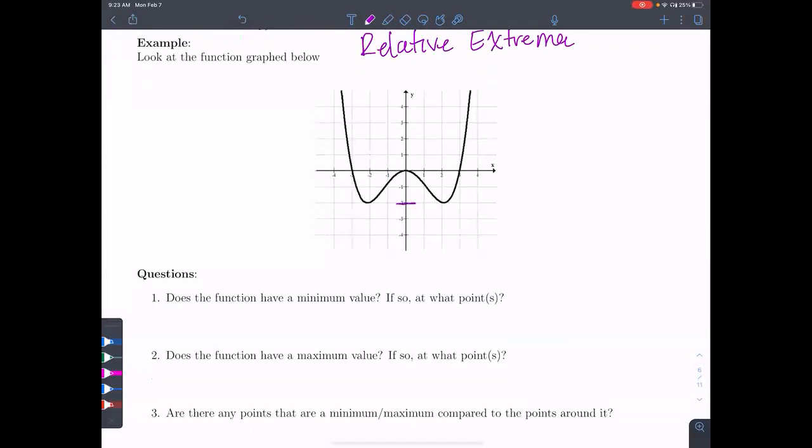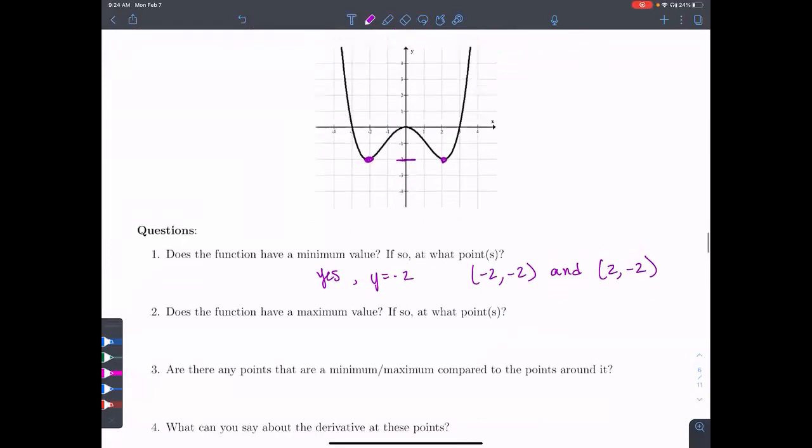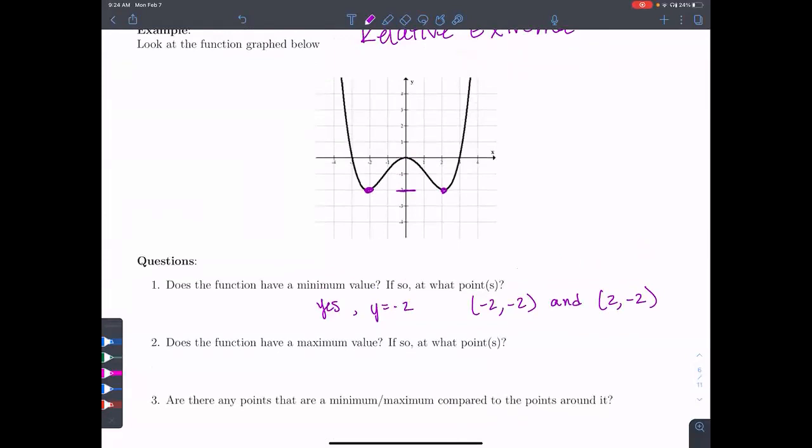So the minimum value for this function is -2. That's the lowest point this reaches, and it does that twice. And so yes, when y equals -2, that's the minimum. The points where that happens would be (-2, -2) and (2, -2). Does this function have a maximum value? No. This doesn't reach a highest point anywhere because these keep going on forever and ever. So this is a no.